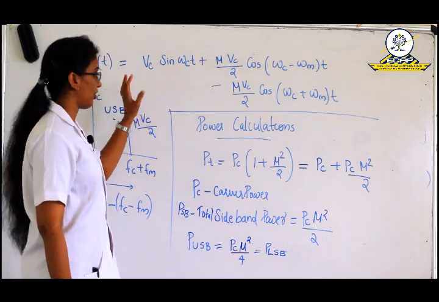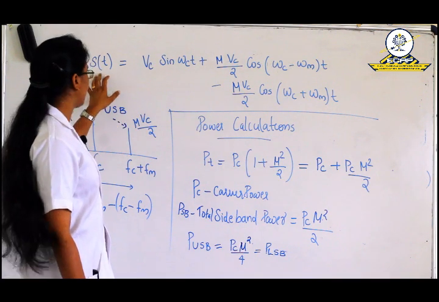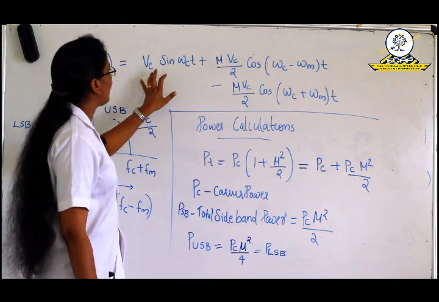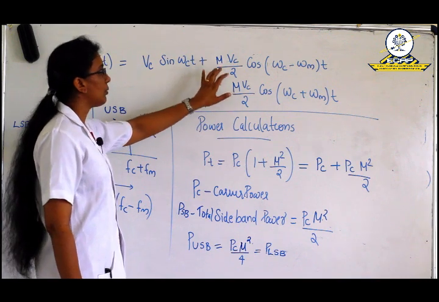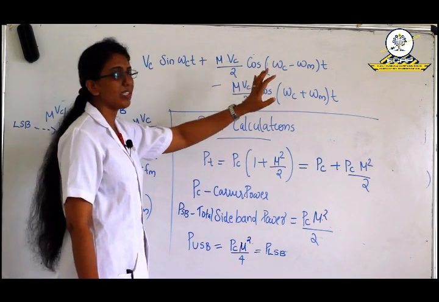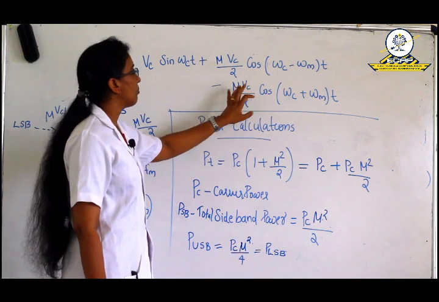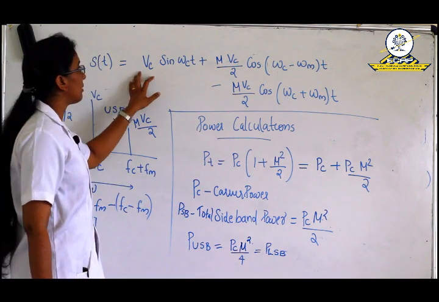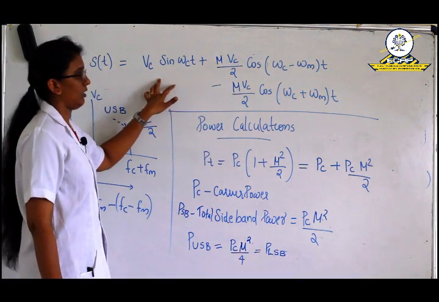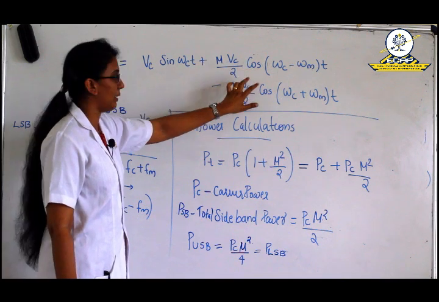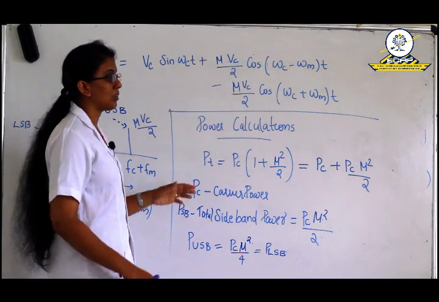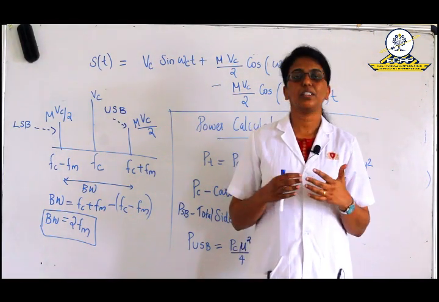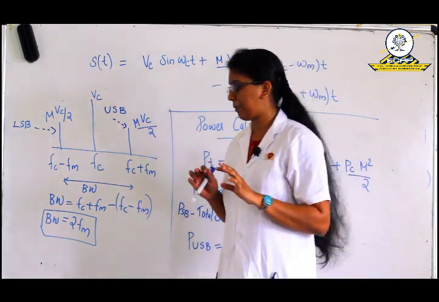After some mathematical derivation, we get the final expression for the amplitude modulated signal: S of t is equal to Vc sin omega ct plus mu Vc by 2 cos of (omega c minus omega m) t minus mu Vc by 2 cos of (omega c plus omega m) t. The first term indicates the total carrier, the second term indicates the lower sideband, and the third term indicates the upper sideband. So the amplitude modulated signal contains three parts: the total carrier part, the upper sideband part and the lower sideband part.